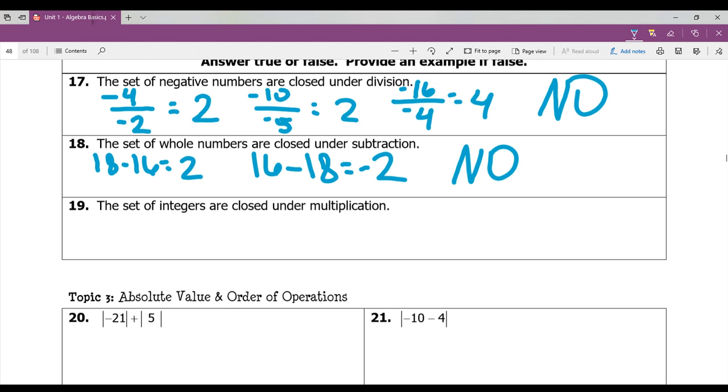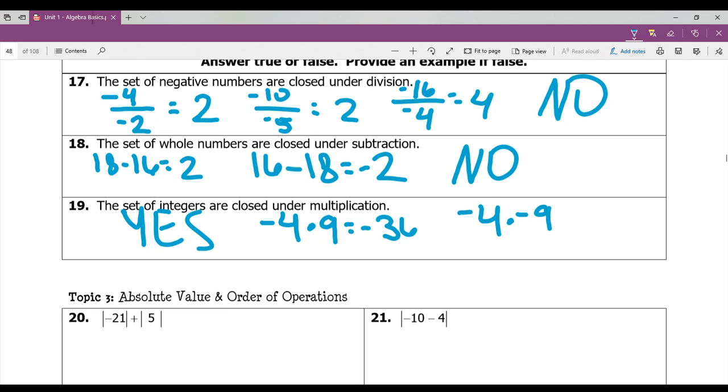The set of integers are closed under multiplication. Can you take any 2 integers and multiply them together and still be an integer? Yes. Because negative 4 times 9 is negative 36. Well, that's an integer. Negative 4 times negative 9 is a positive 36. But remember, integers can be positive too. So those both are integers, and there we go.